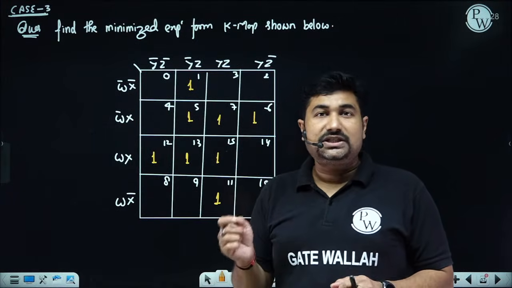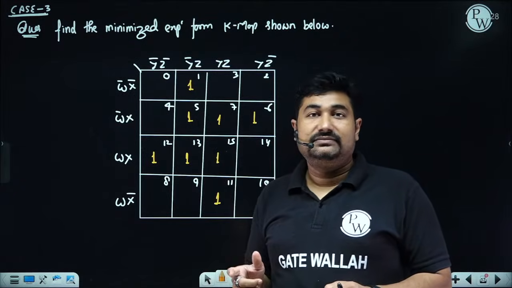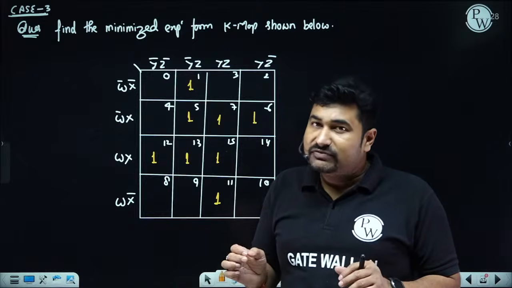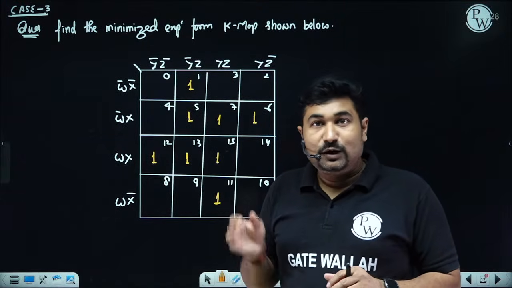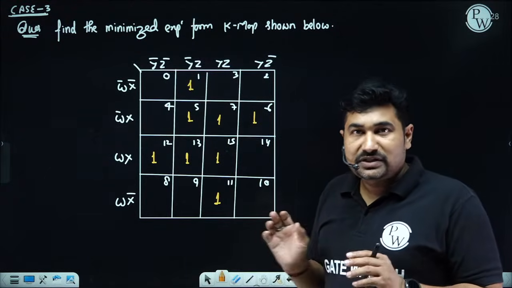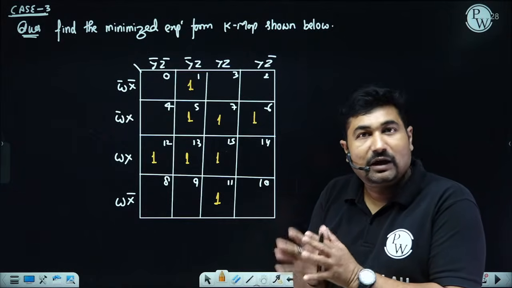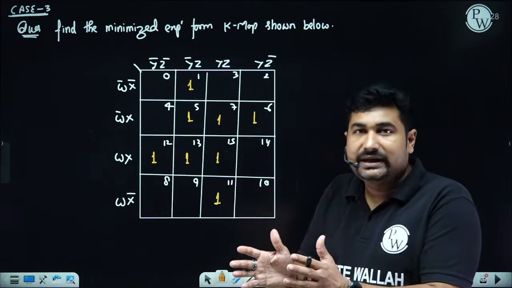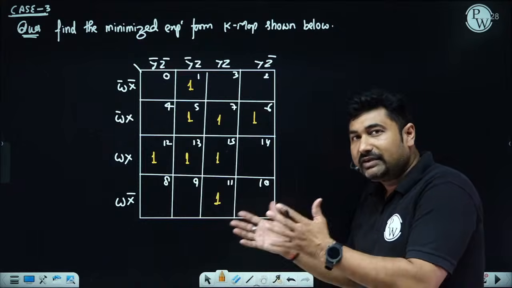Always first find EPIs along with the preferences. Otherwise, you will do it wrong. Always find EPIs along with the preferences. So first of all, I will follow the EPIs along with the preferences, like octet, quad, or pair.